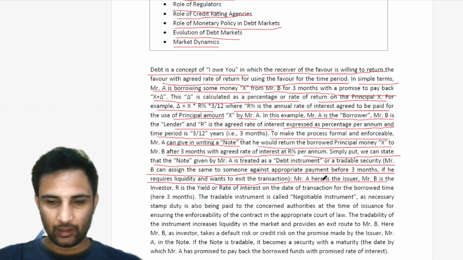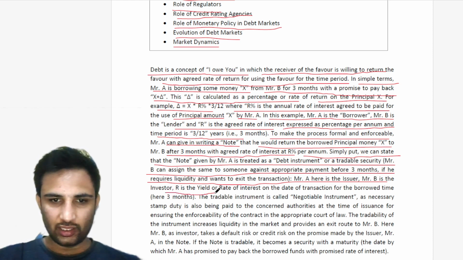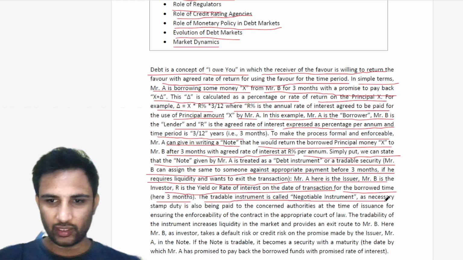Mr. A here is the issuer, Mr. B is the investor, R is the yield or rate of interest on the date of transaction for the borrowed time. Here that is 3 months. The tradable instrument is called negotiable instrument as necessary. Stamp duty is also being paid to the concerned authorities at the time of issuance for ensuring the enforceability of the contract in the appropriate court of law.